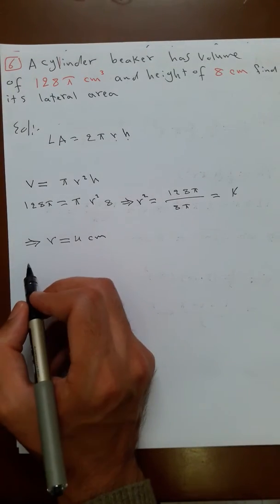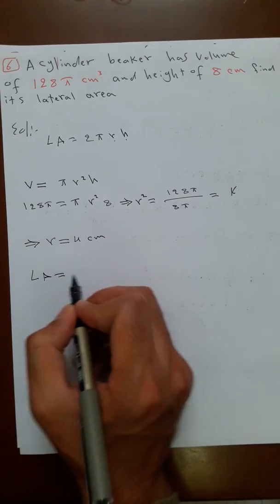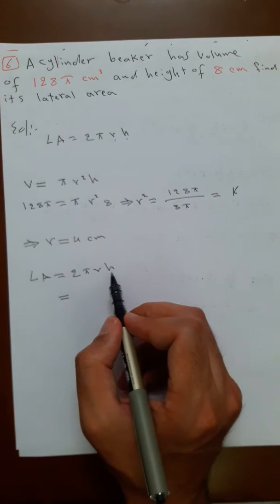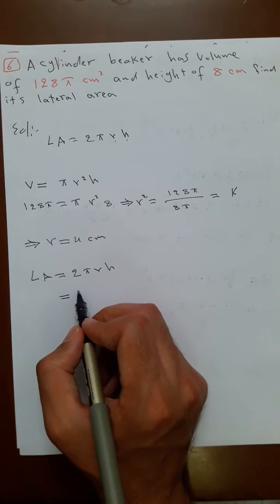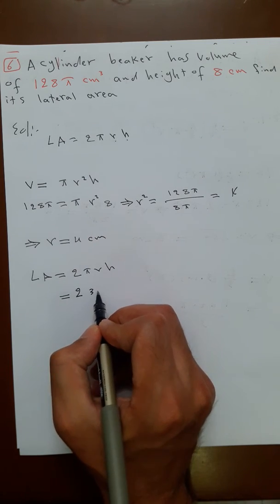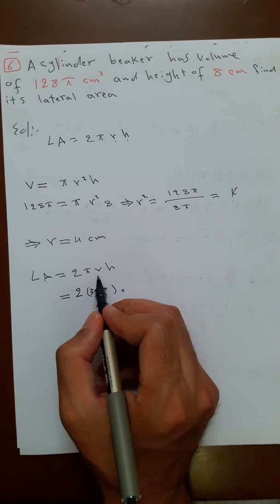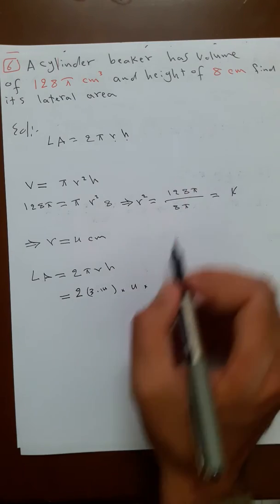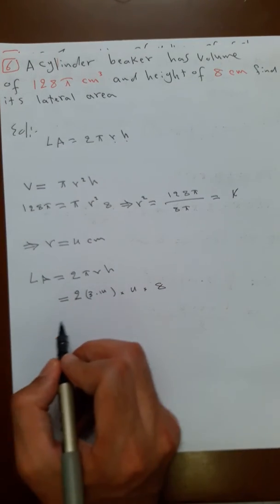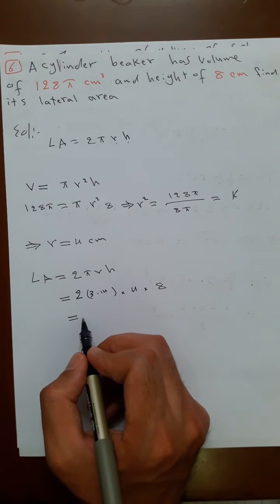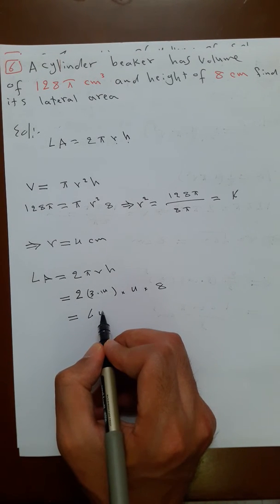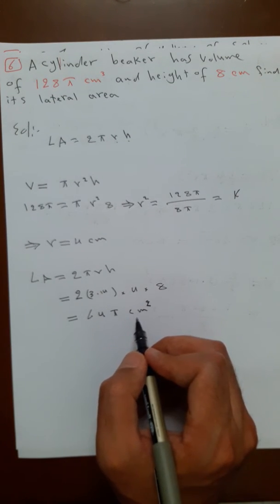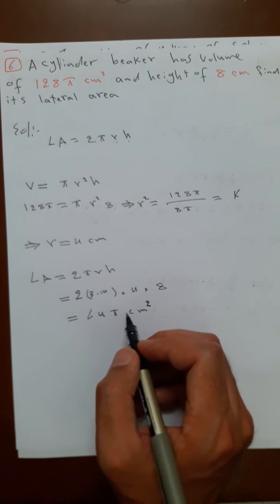Now to find the lateral area, LA is equal to 2 pi r h, and substitute the values of r and h in this rule. 2 multiplied by pi, which is 3.14, multiplied by r, which is 4 centimeters, multiplied by h, which is 8 centimeters. So the result will be 64 pi centimeter squared. This is the lateral area of the cylinder.